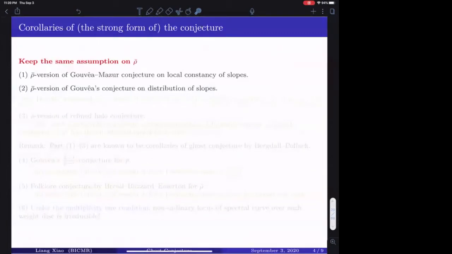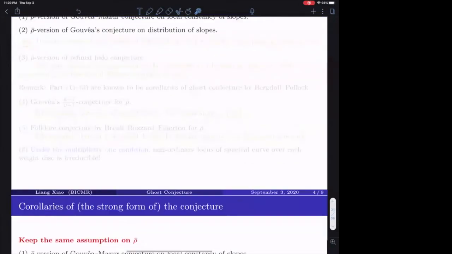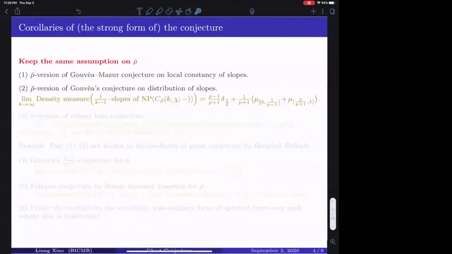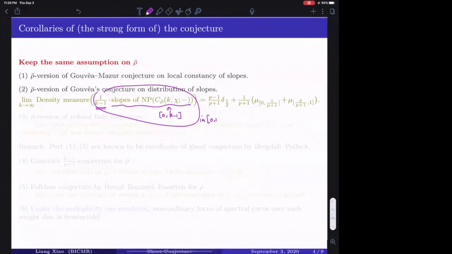There's also a rho-bar version of the so-called Gouvêa's conjecture on the distribution of slopes. This is kind of interesting, maybe I'll say a little bit about it. We talk about the slopes of these modular forms. These slopes always live inside zero and k minus one. I can normalize it so that this whole thing is now in zero and one. And of course there are multiple slopes here, so I can give a density measure for each of the numbers in zero and one given by the slopes. Then I get a measure on zero and one and take the limit.